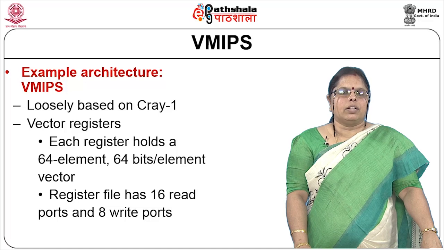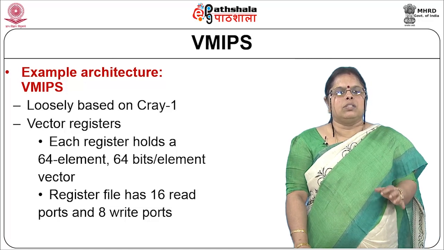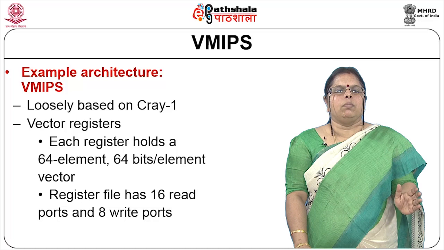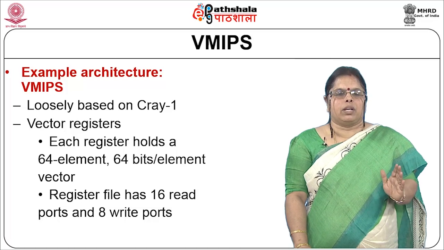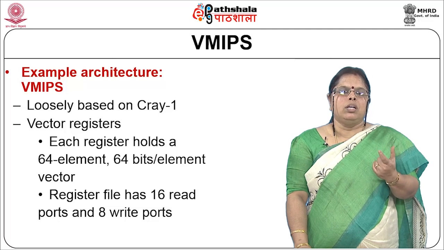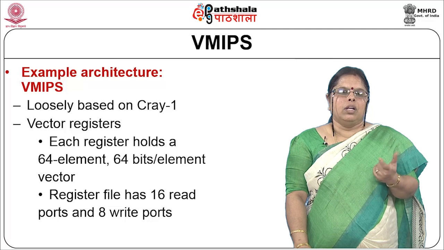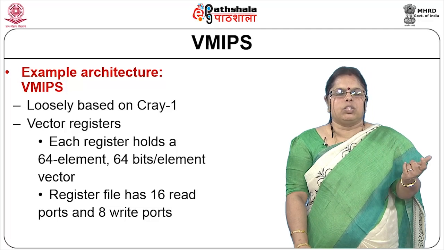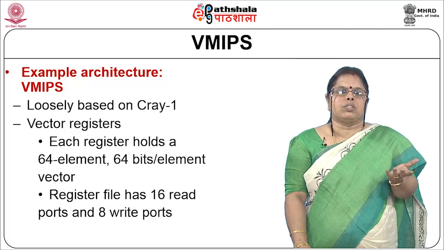When you look at vector registers, each register holds a vector with 64 bits per element. Earlier, our scalar registers were capable of storing only one 64-bit operand. Now, we have a vector register which is capable of storing 64 such elements.